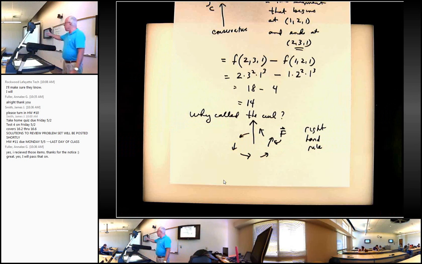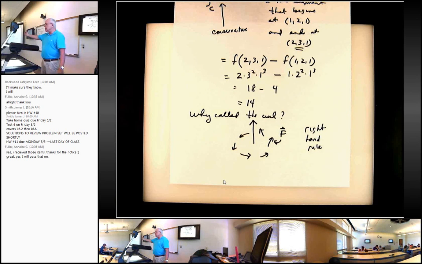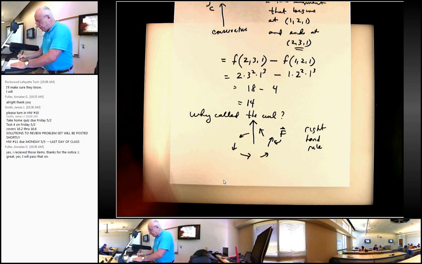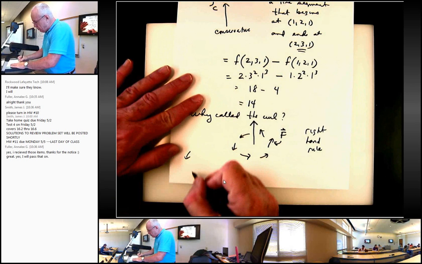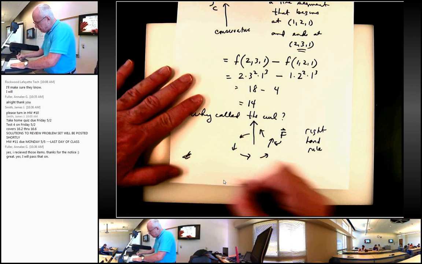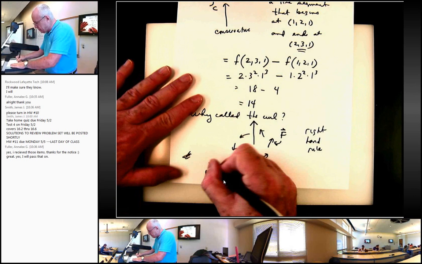If our vector field is basically tending to flow like this, the thumb is sticking up like this. This direction of the thumb is the direction that the curl would be in. Now, say we have a vector field that's going the other way. Well, how about making it go the other way? That means it would be like this.